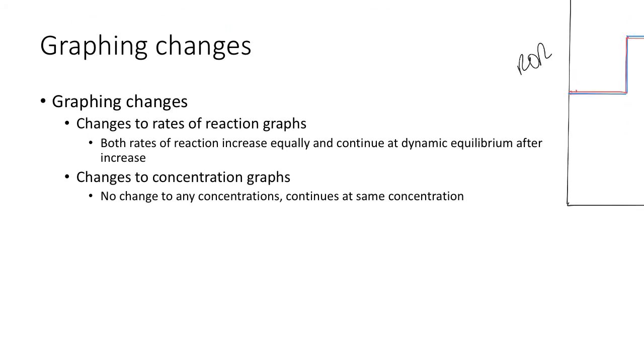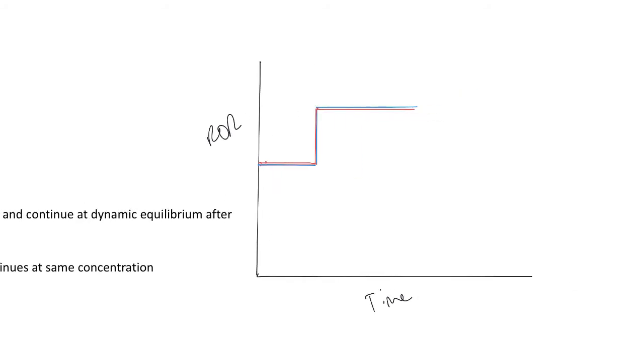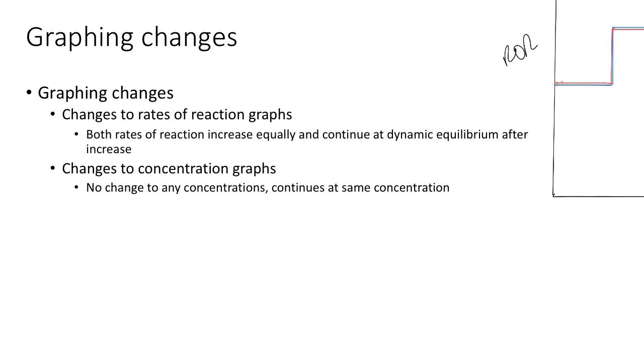When you graph this, the rate of reaction graph is going to look something like this, where both rates just go up equally and then end up at the same point. Both rates of reaction increase equally. There's no change in concentration, so they continue at the same concentrations. You just draw flat lines from there.